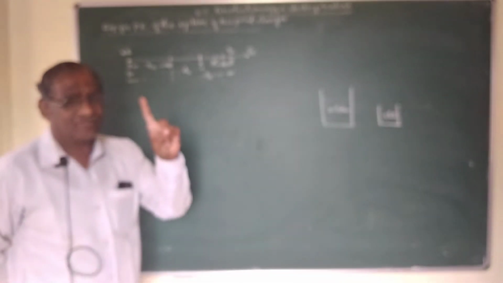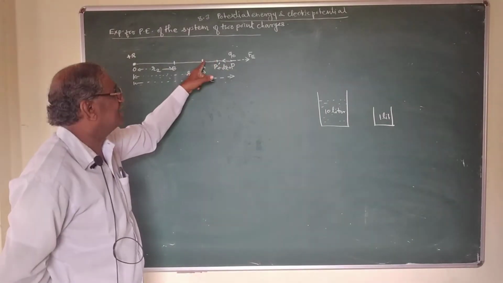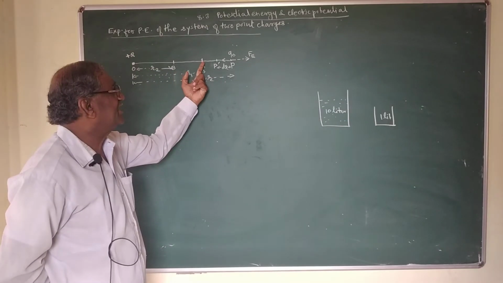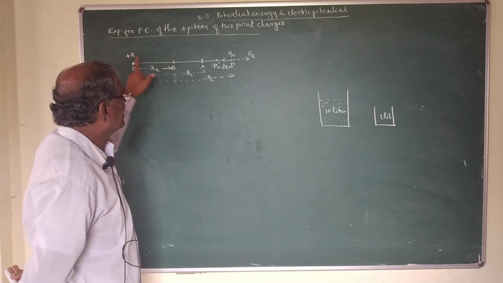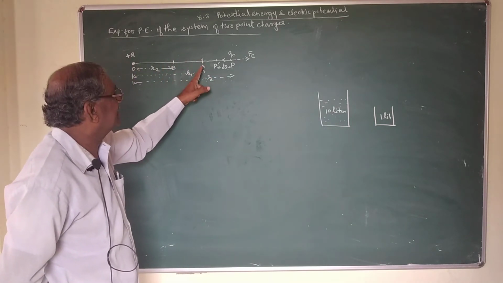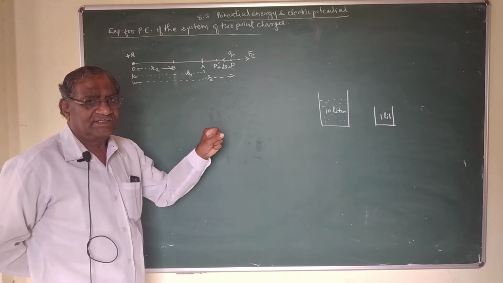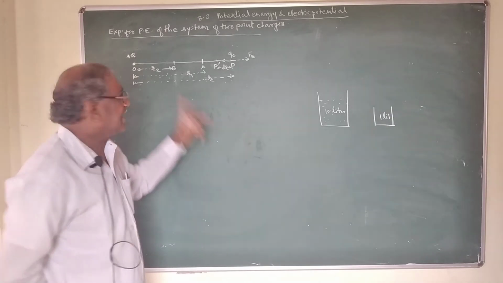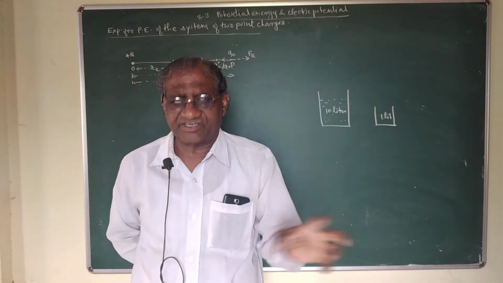What happens? We cannot easily move Q0 charge from A to B, and in order to displace Q0 charge from A to B, we have to perform some work on this Q0 charge against the electrostatic force acting between Q and Q0 charge. This total work done against the electrostatic force in displacing the Q0 charge from A to B is a measure of the change in potential energy of the system.